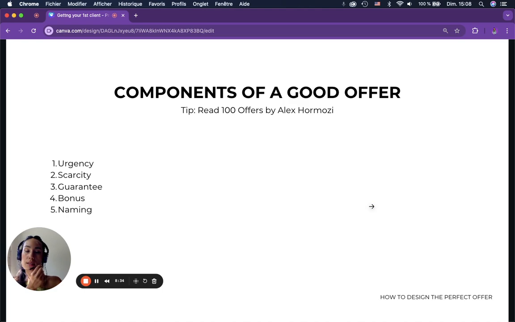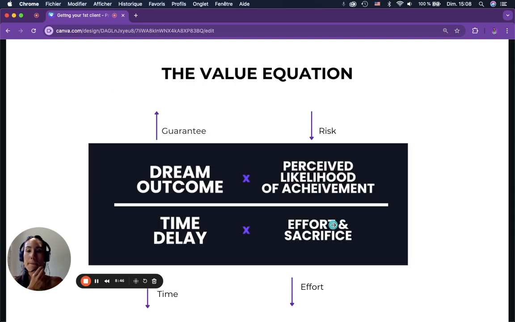Once again, you can read the 100 Offers by Alex Hormozi. The components are urgency, scarcity, guarantee, bonus, and naming. I would highly recommend that you read that, to understand that. I'm not going to go over it. And try to understand this value equation.